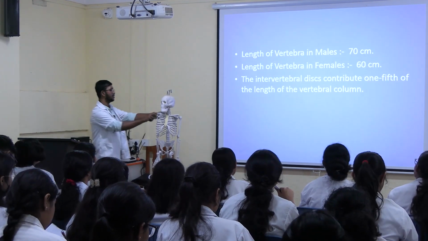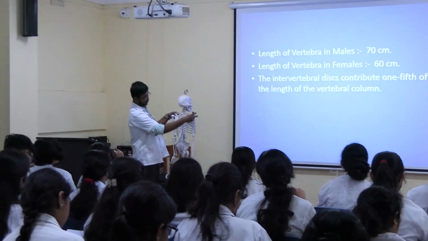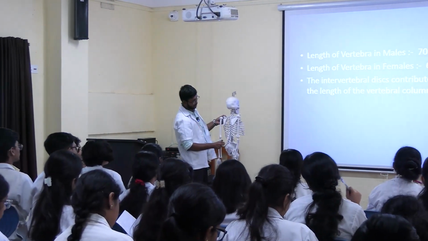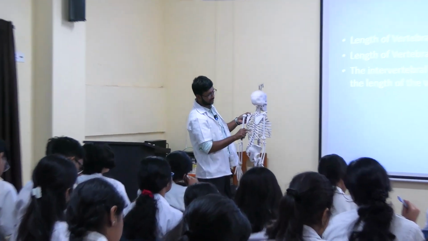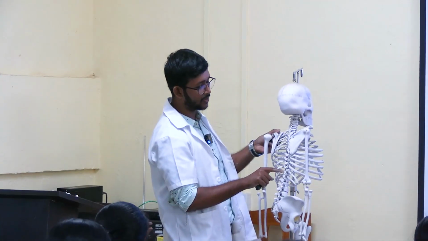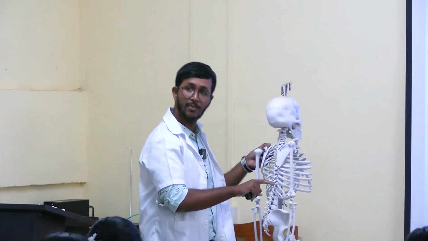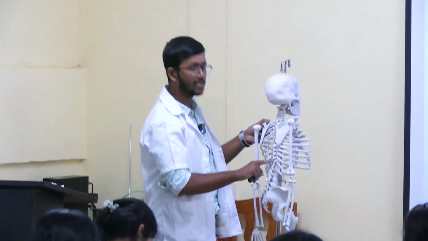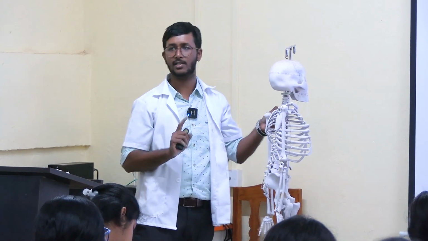What do you mean by intervertebral discs? In this vertebral column, this is one vertebra, this is another vertebra, and in between them there is one intervertebral space. This intervertebral space is occupied by the intervertebral disc. Okay.